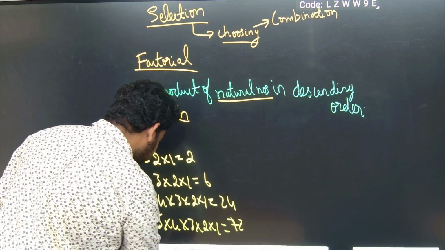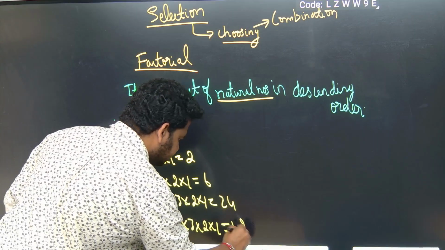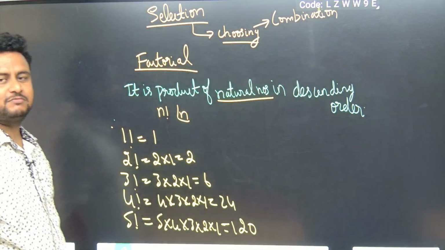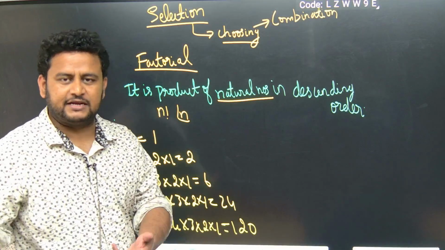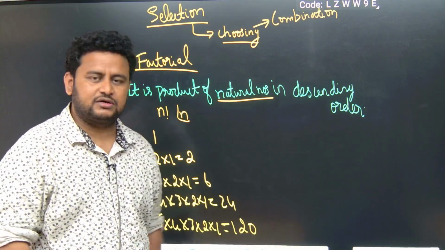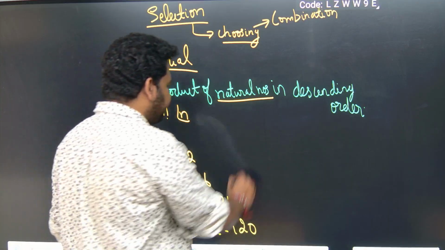The value is not 720. 6 factorial is 720. 5 factorial is 120. So after 5, whatever factorial comes will end with 0, because 5 factorial is 120, and 120 multiplied by any other number will also end with 0. Correct now? So that is the meaning of it. Now let us learn the properties of factorial.